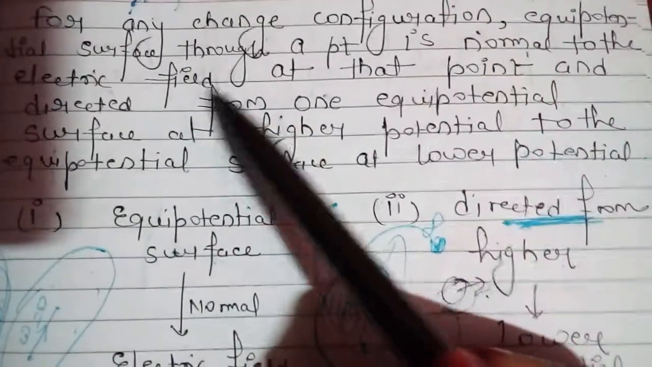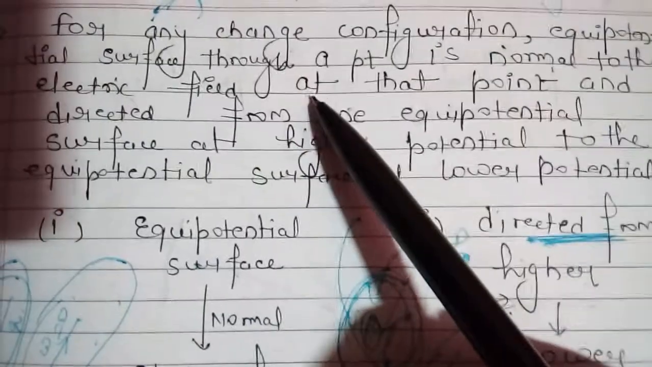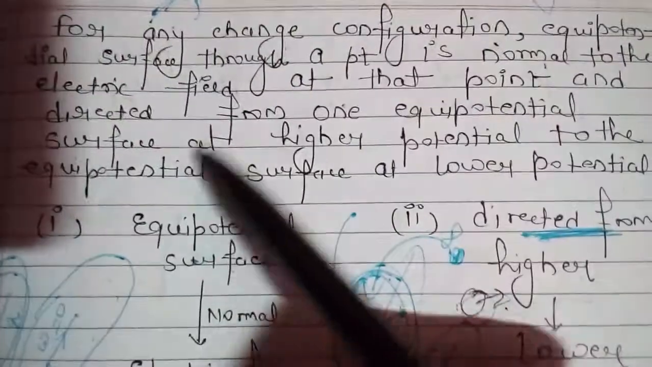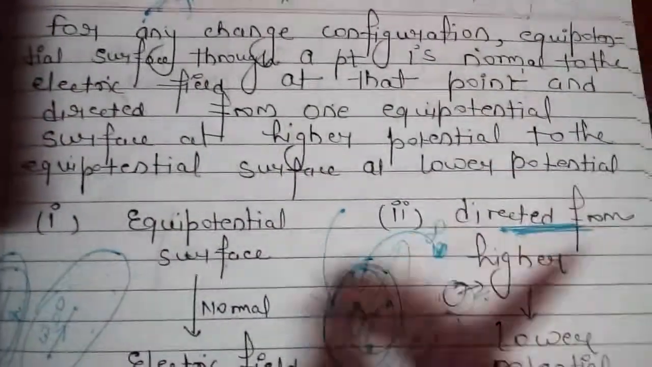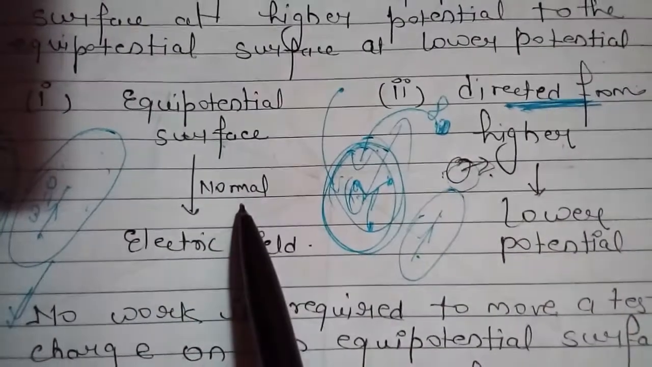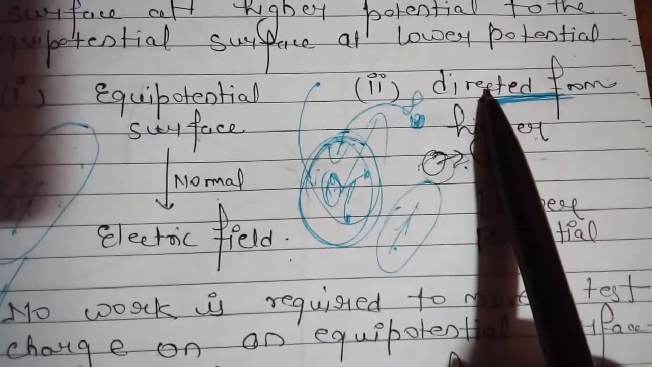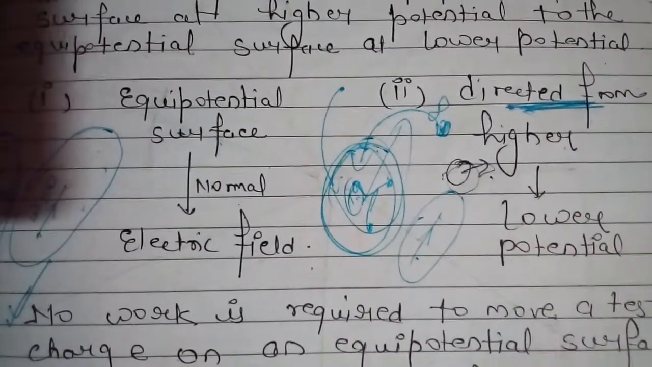This is the direction of the electric field, and at that point it is directed from the equipotential surface at higher potential to the equipotential surface at lower potential. Now see this in short: the equipotential surface is always normal to the electric field. And what is the second point? The electric field is always directed from higher potential to lower potential.